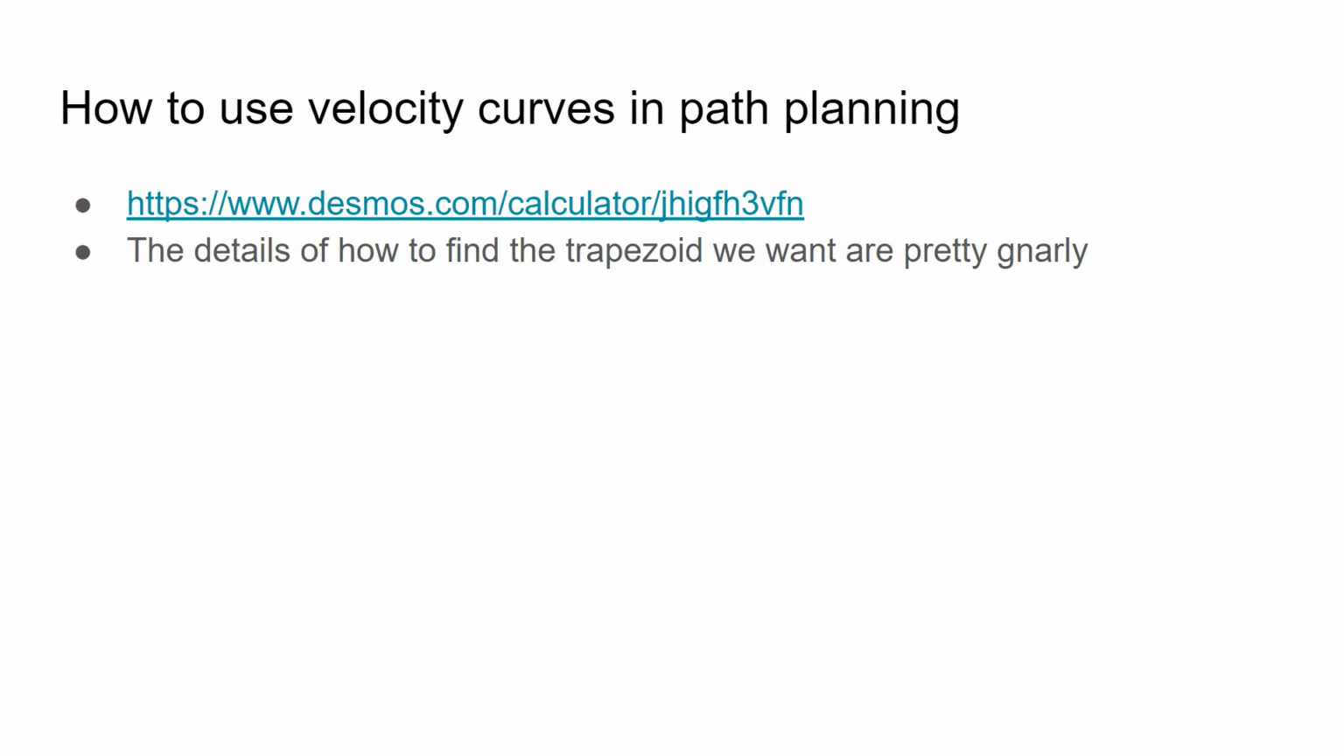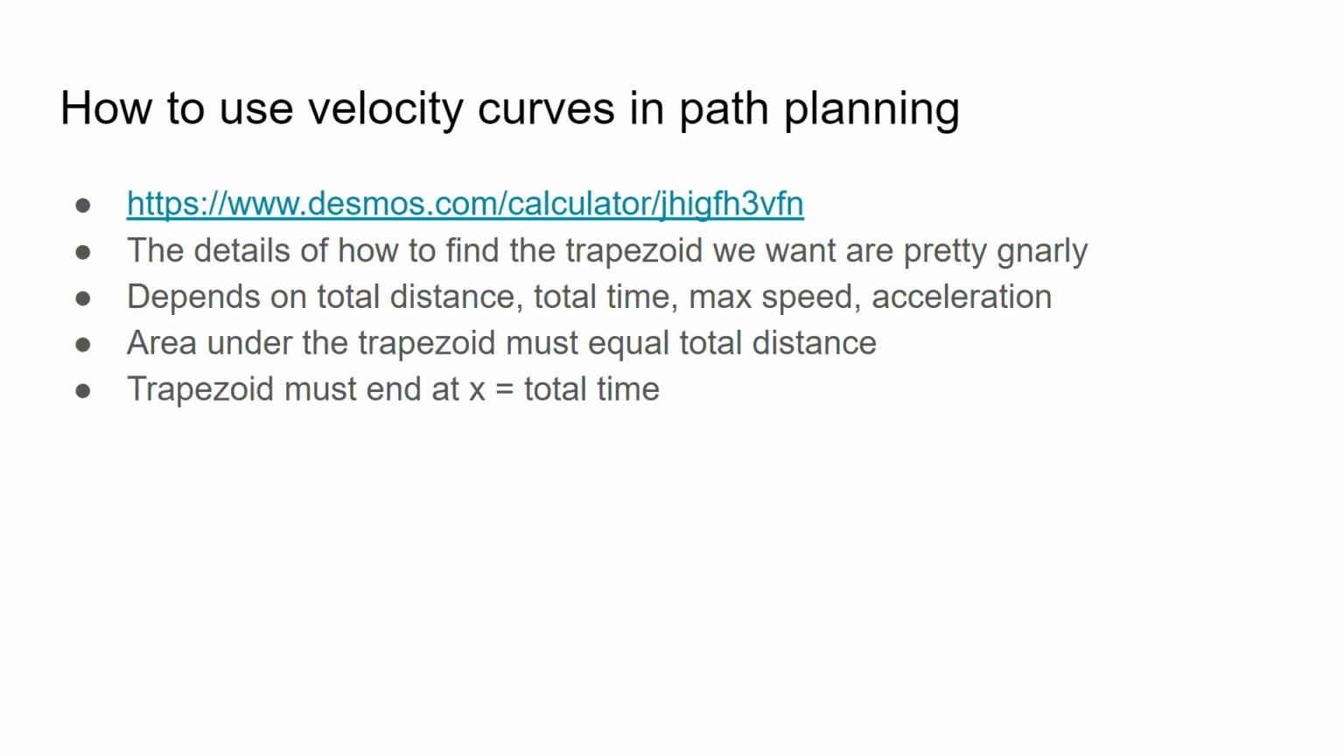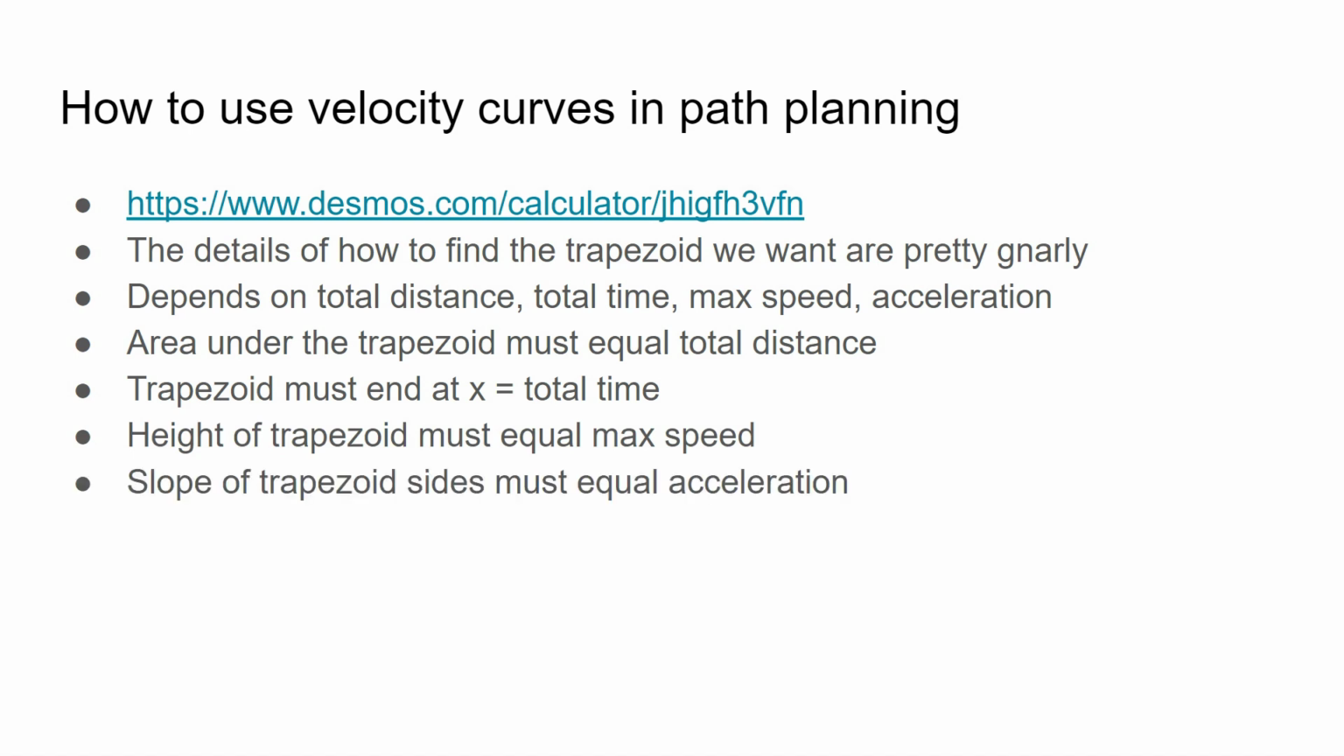Okay, so what is this trapezoid going to depend on? Well, 4 things. The total distance we want to travel, the total time we want to take to travel that distance, the maximum speed we want to go at, right? That speed we want to hold at. In our case, it was 0.5, and the acceleration we want over that period of time. So we know that the area under that trapezoid has to equal total distance. We also know that the trapezoid must end at a value of x equals total time. The height of the trapezoid should be equal to the maximum speed, and the slope of the sides are going to be equal to the acceleration.